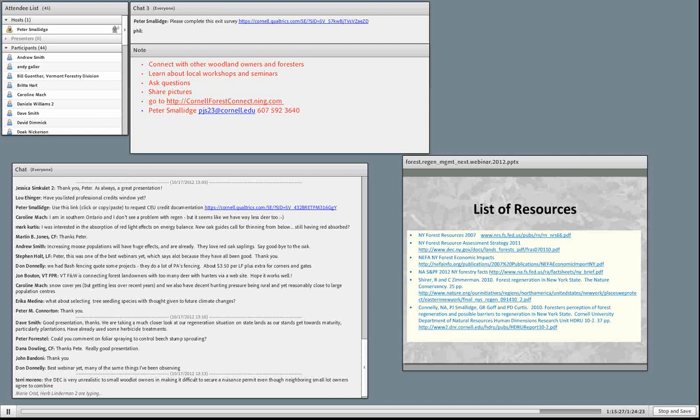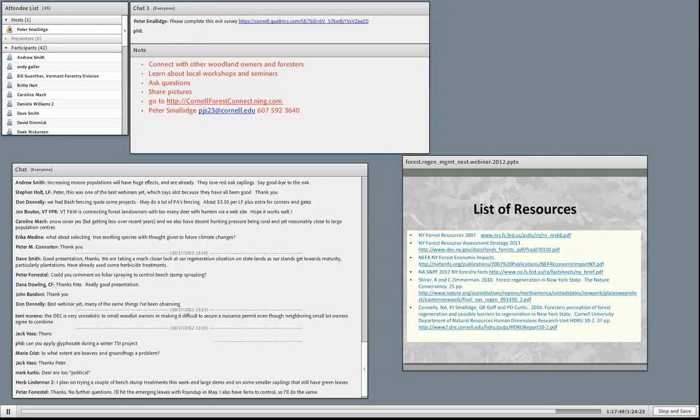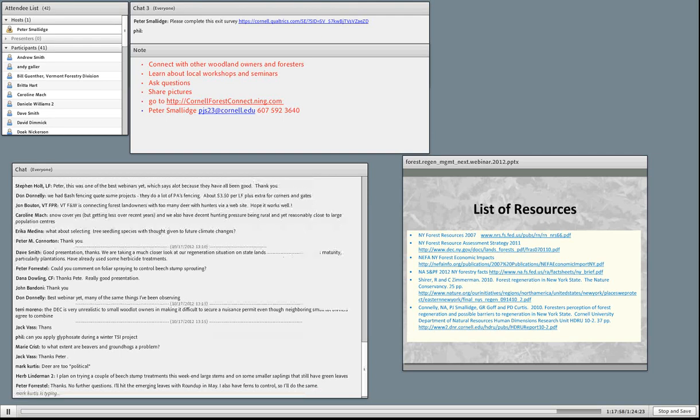Beavers and groundhogs. Wow. I've never heard of groundhogs being a problem to forest regeneration, but I don't know to what extent they might be. Beaver are a problem in areas where they occur, so they would be potentially localized problems, but where they do create problems, they can be very problematic. Deer are political. Yes, I agree, Mark.